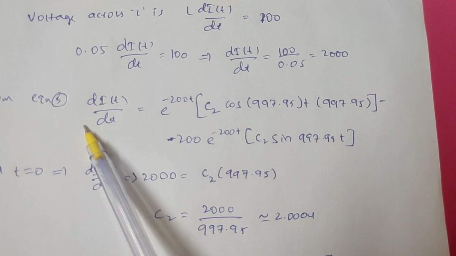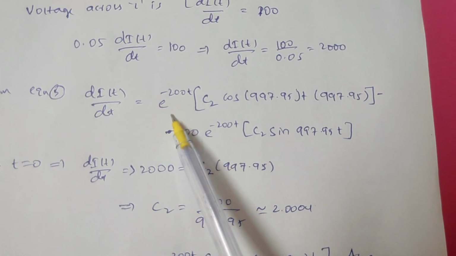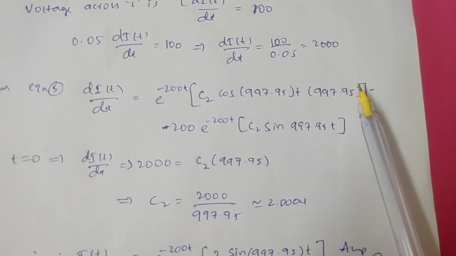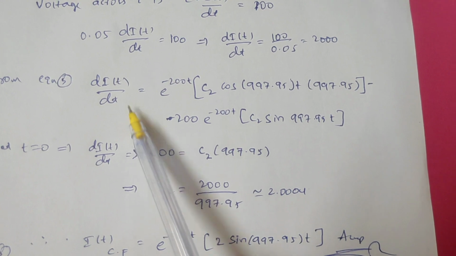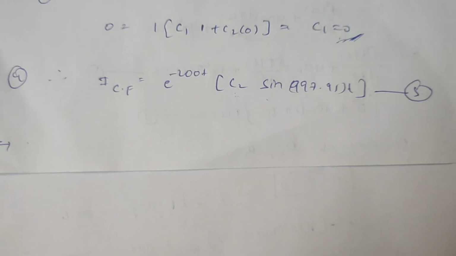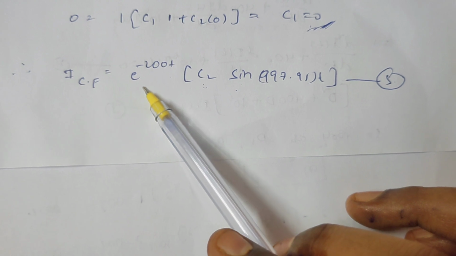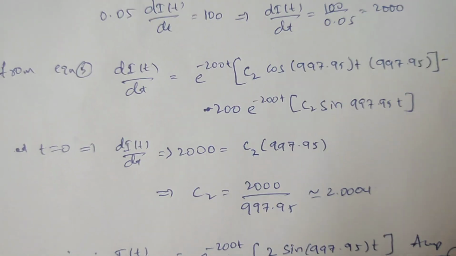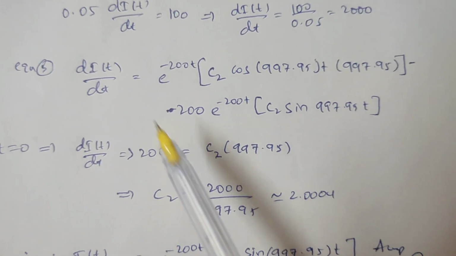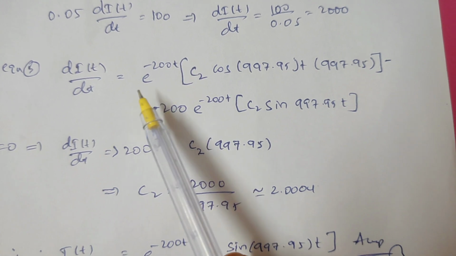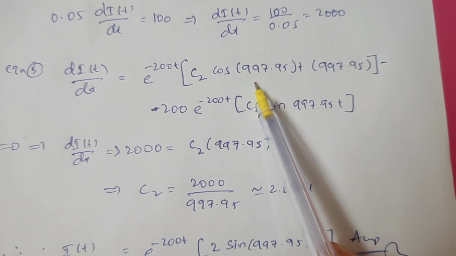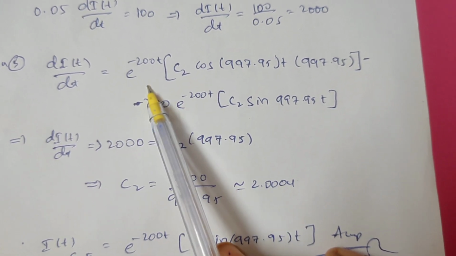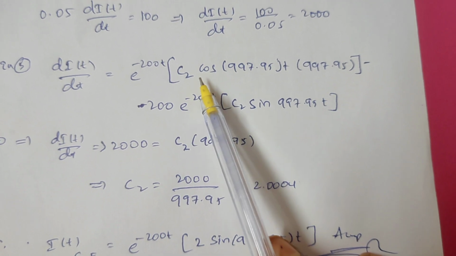And here, from equation 5, we know i(t) is nothing but e power minus 200t into c2 sin 997.95t. This is equation number 5, the complementary function. Simply differentiate that equation and make it equal to this 2000 value. So di(t) is nothing but e power minus 200t; here we have two terms, so to make the differentiation of that, I am taking e power minus 200t as a common term and differentiating the sine term.